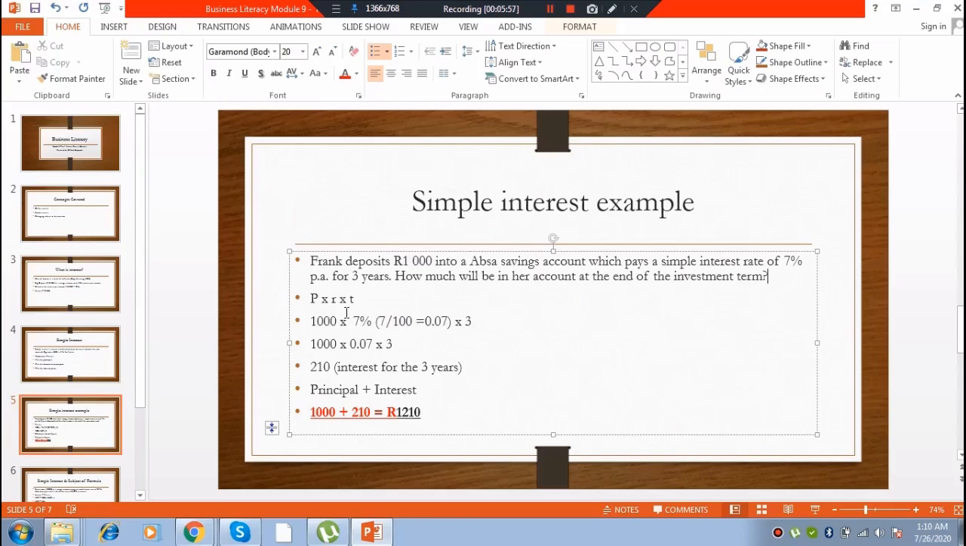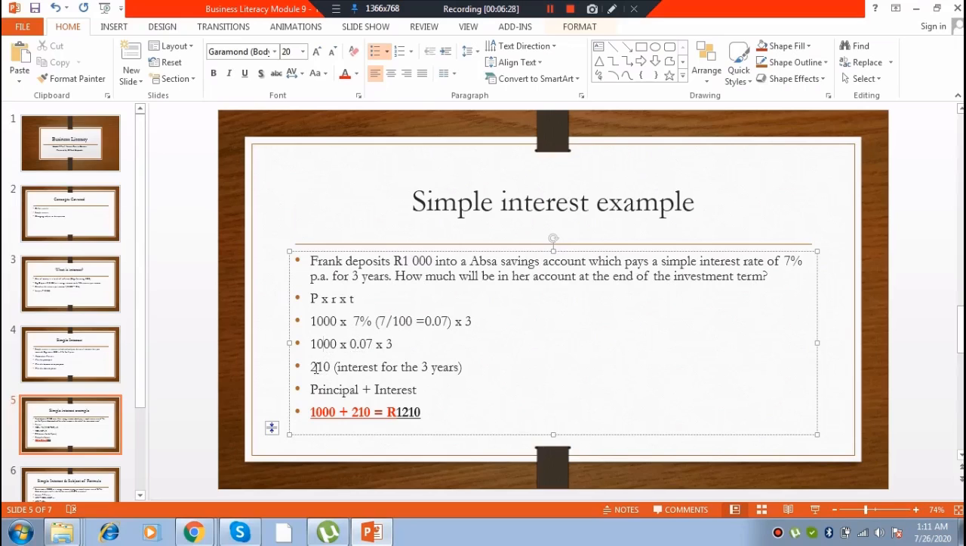If it's 10%, you divide by 100 and you get your 0.1. If it's 5%, you divide by 100 to get your 0.05, right? So then multiply times 3. So my formula would look like something like this: P times R times T, right? So I've changed this 7% into this, in case you're wondering, where did that 0.07 come from? I've just changed it into a decimal.